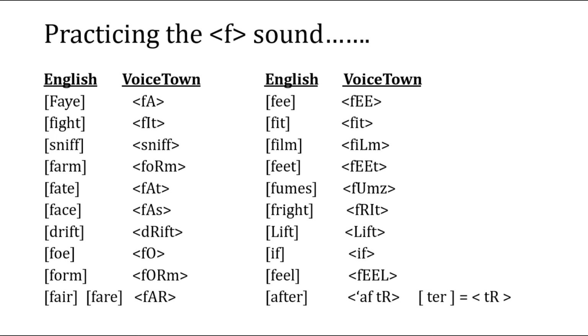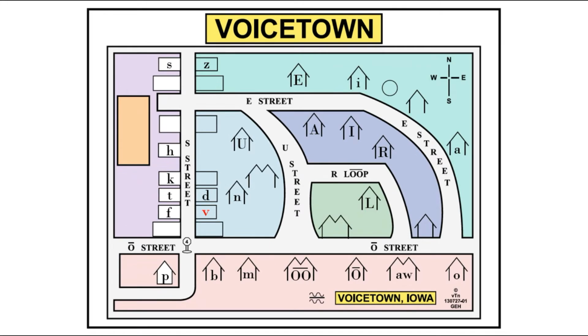Fair. It has two different spellings in English and two different meanings, but they both sound the same. Fair. And again, the word after. Make sure you're saying the a in the beginning of the word, and the ter at the end of the word does not have a vowel sound. It just sounds like t-er, ter, after. And the last sound for this lesson is v.